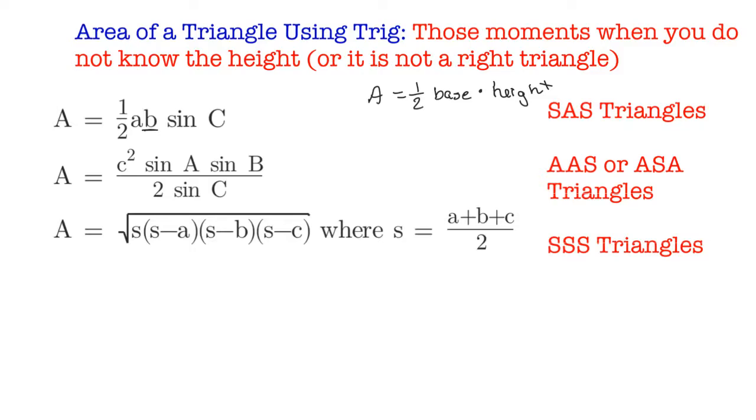This last one here is called Heron's formula, and you use Heron's formula anytime you're given the 3 side lengths. It has what's called Heron's number, which is S, and it's found by adding the 3 sides and dividing by 2. So that's basically how Heron's formula works.